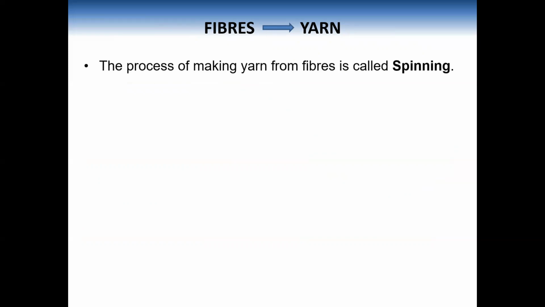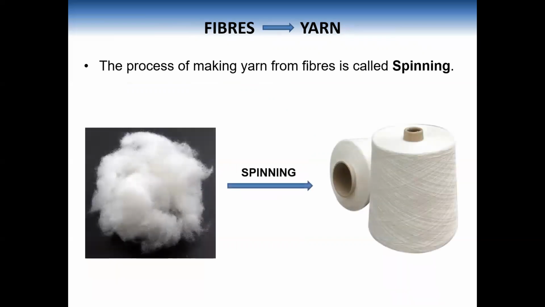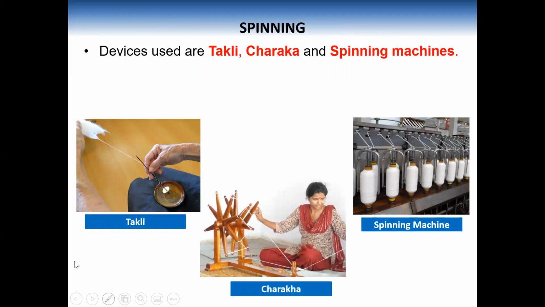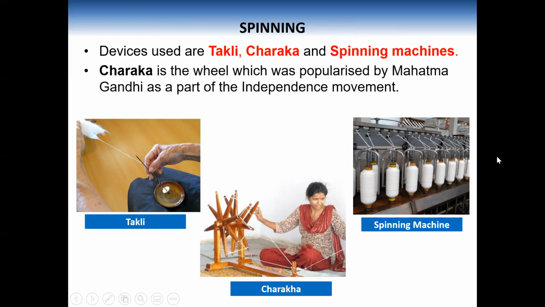Now we are going to discuss how fibers can be converted into yarn, and the process involved is spinning. In this process, a large number of fibers from cotton wool are drawn out and then twisted together to form yarn. Devices used in the process of spinning are takli, charkha and spinning machine. The first one is takli, then charkha and then spinning machine. Charkha was popularized by Mahatma Gandhi as a part of the independence movement to promote Swadeshi products.